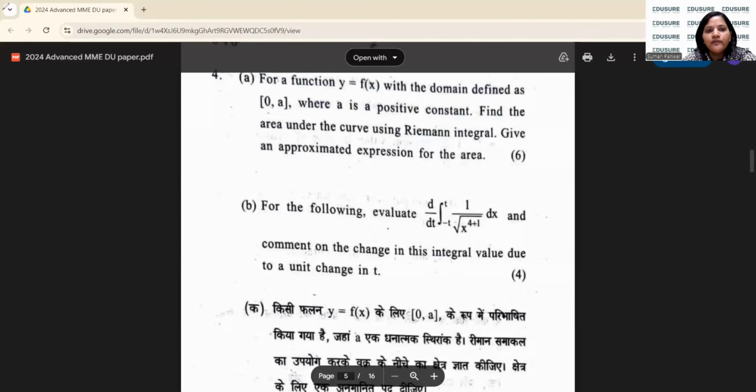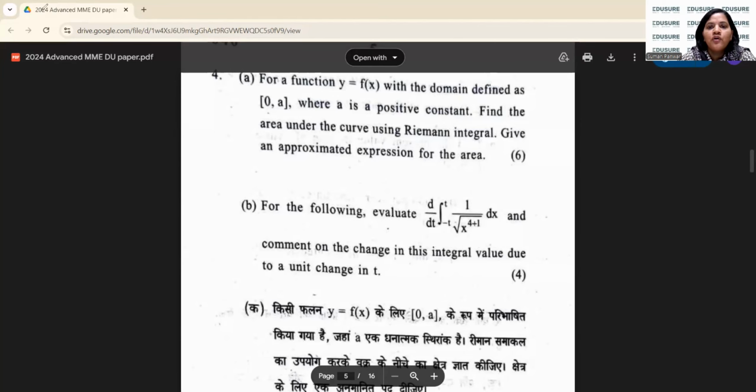DU 2024, question number 4A, advanced MME. For a function y equals f(x) with the domain defined as the closed interval [0, a], where a is a positive constant, find the area under the curve using Riemann integral. Give an approximated expression for this area.